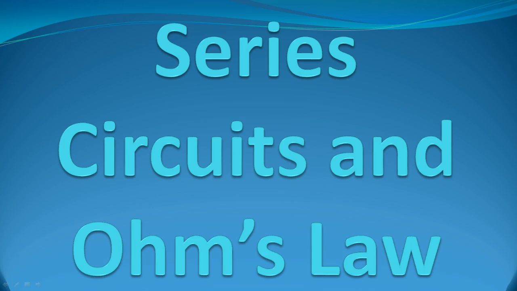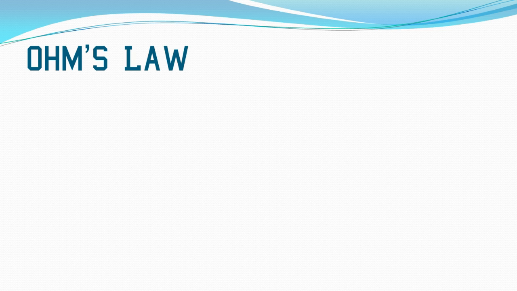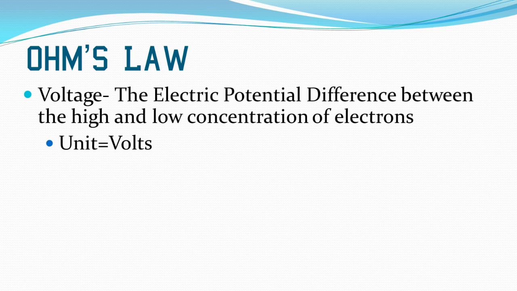Today we'll talk about Ohm's law and how it applies to series circuits. To understand Ohm's law, we need to understand three important variables. Voltage, which is the electrical potential difference between the high and low concentration of electrons. We measure this in volts. The voltage is the pressure. It's what pushes the electrons, it's what pushes the charge through the circuit or out of the power source.